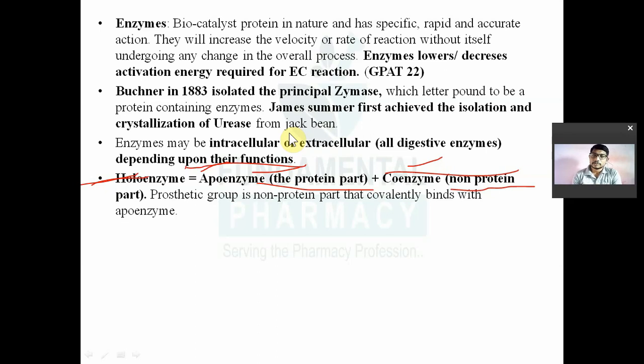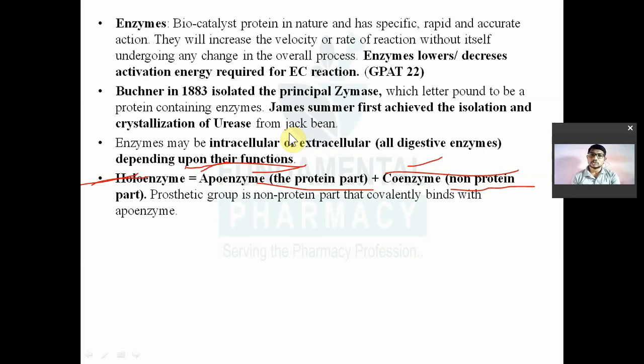If they ask a question like, optical specificity of an enzyme is because of which of the following parts, and they give you options like holoenzyme, apoenzyme, coenzyme, cofactor, or prosthetic group, then apoenzyme will be the answer, because that is the protein part, and the protein part of the enzyme is solely responsible for the specificity of your enzyme. Remember this.